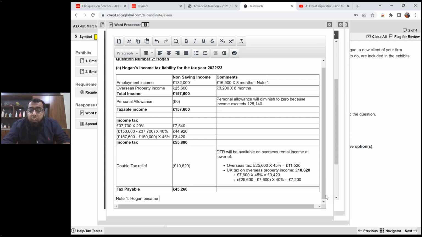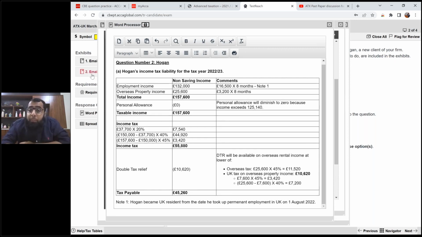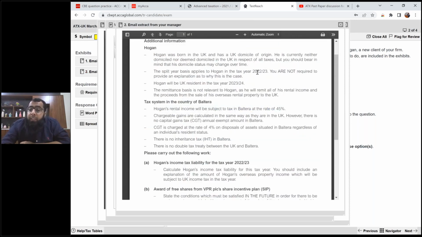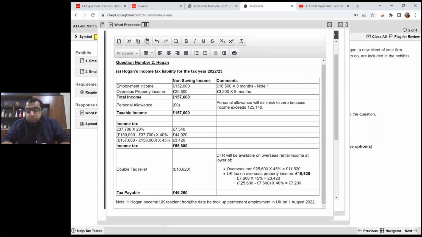Hogan became UK resident from the date he took up permanent employment in UK on 1st August 2022. It was written in the question that split year basis will apply in 22-23, which means he will become resident from the date he started his employment. And he told us not to go into the explanation, just consider that split year is getting applied.